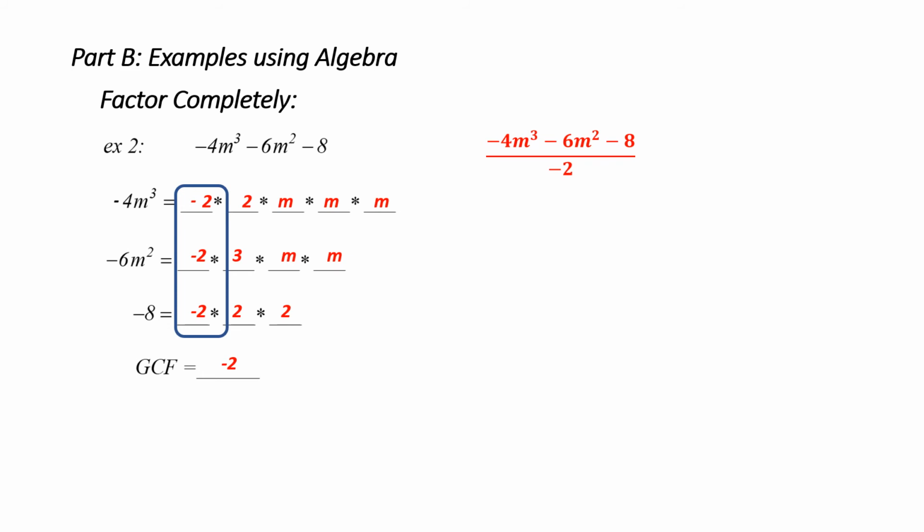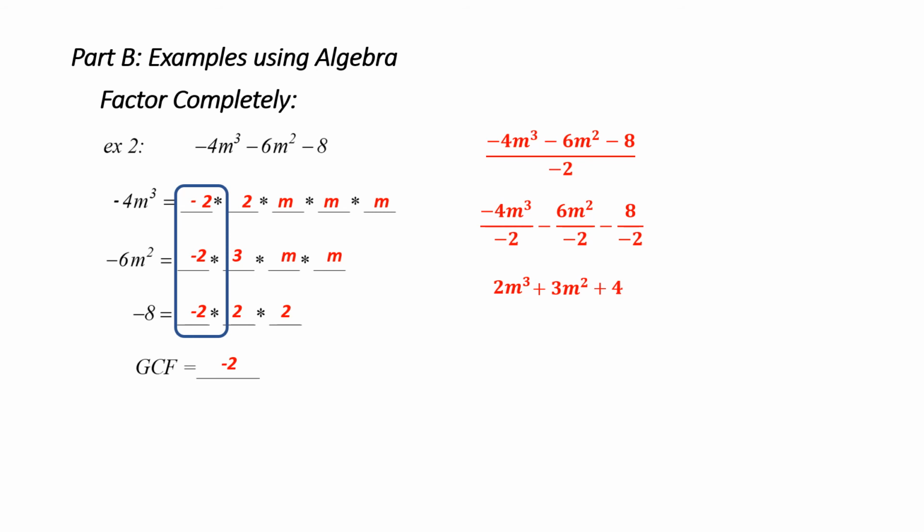So I'm going to divide each of these terms by -2. Since there's 3 terms, I have to break it up into 3 parts. Now, -4m cubed divided by -2. -4 divided by -2 is 2. Since I have no m's in the denominator, it's just going to be m cubed. -6 divided by -2 is going to be plus 3m squared. And finally, -8 divided by -2 is plus 4.